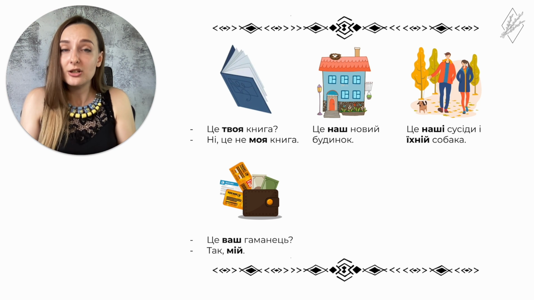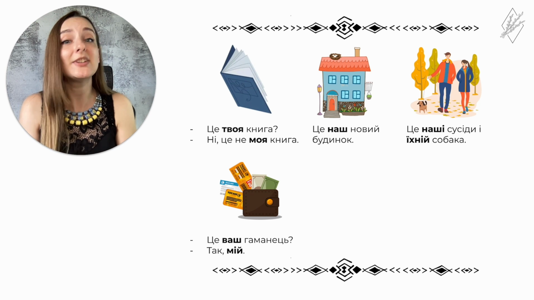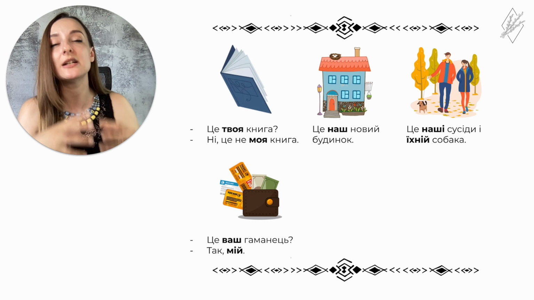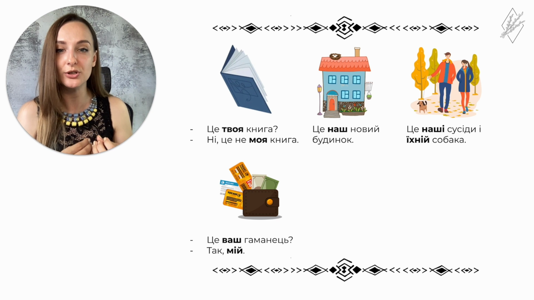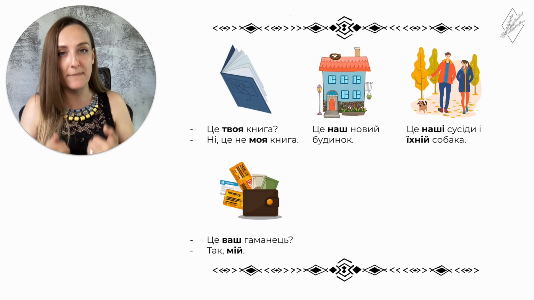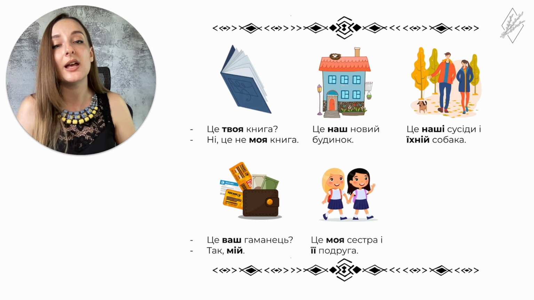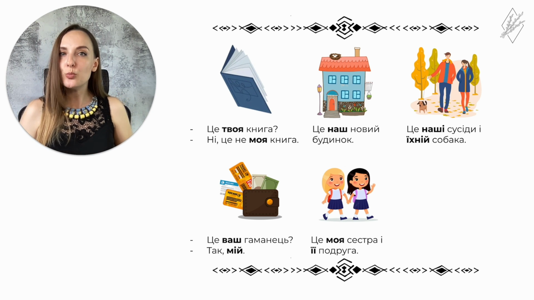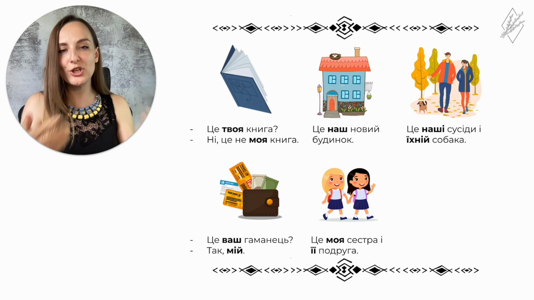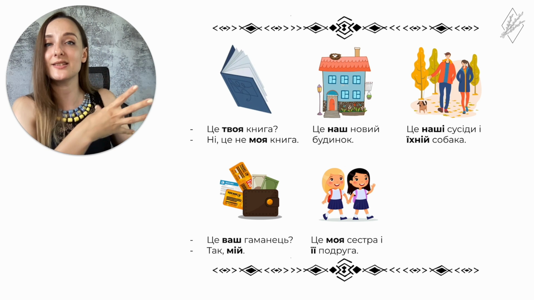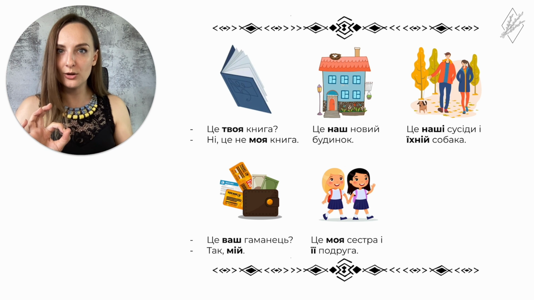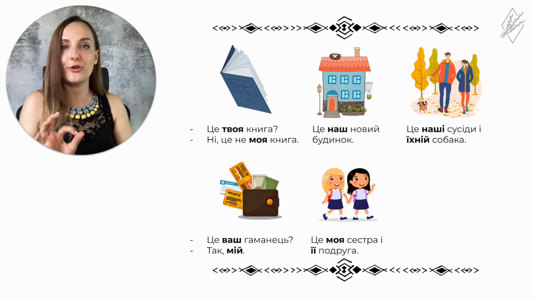Це ваш гаманець? Так, мій. Ваш гаманець. Гаманець is masculine word. That is why ваш, мій. Це моя сестра і її подруга. Моя сестра, моя. Сестра is feminine, that is why моя. And її подруга. Her friend.